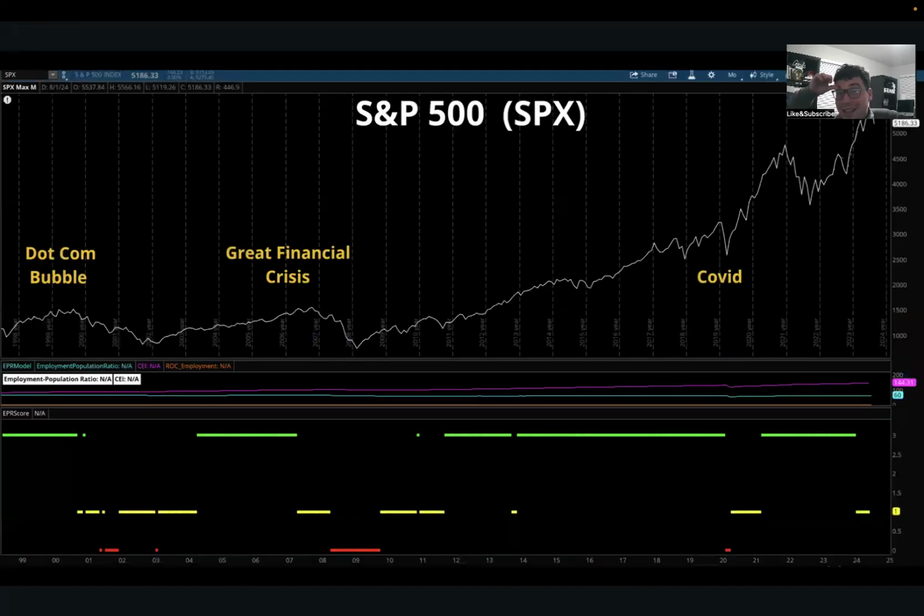Within the next 6 to 18 months. Now, there's also an employment population ratio model. Okay, this is what people call the EPR model. This is something similar to the Sahm Rule. Okay, this is something newer that not a lot of people know about.